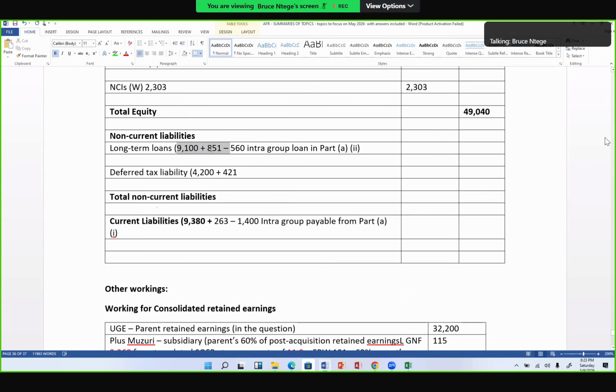So we have these figures for the long-term loan. Okay, 9100 plus 851 minus 560. Okay, I have a 9391. 9391. Okay, fine. Then let's also pick the figure. Please, you keep double checking those figures so that we're picking the right things right from the start.